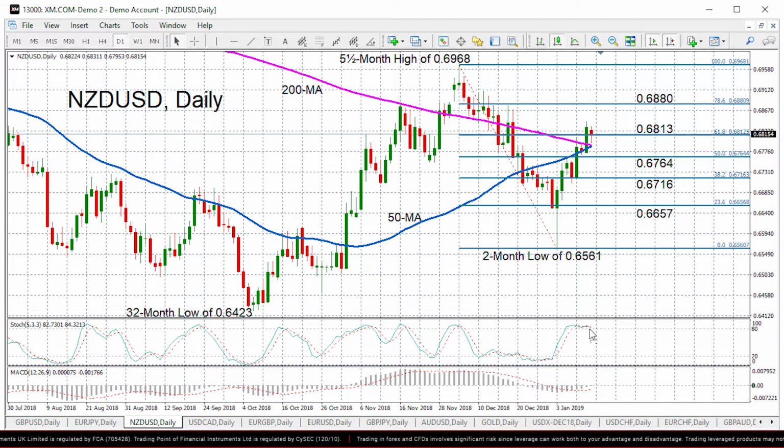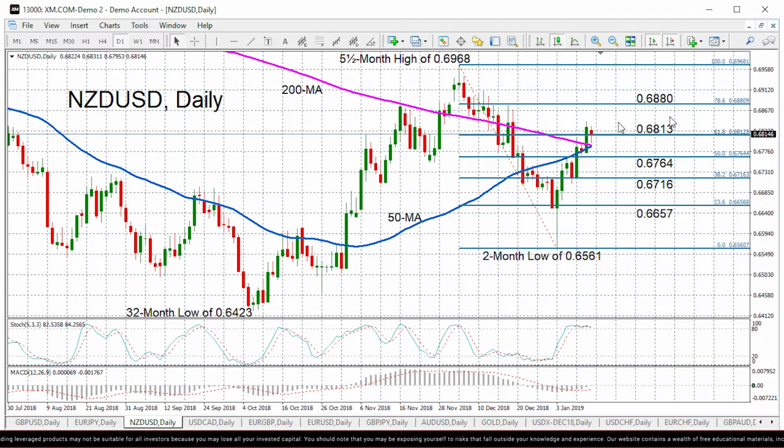We can see from the stochastics, it's in overbought territory. It's flatlined there. Potentially, there is a risk of a downside correction. The MACD has just about turned positive. It's hovering just above the zero level.